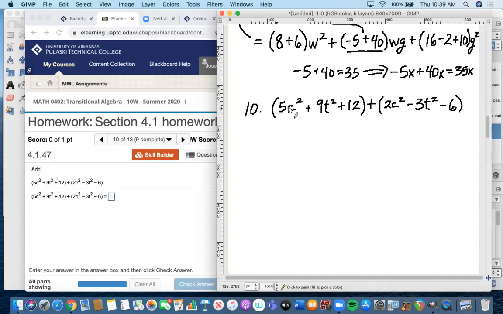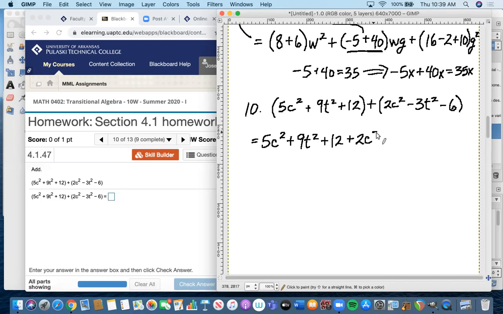All right, so I've got 5c squared plus 9t squared plus 12, excuse me, plus 2c squared minus 3t squared minus 6. Like I said, when we have a plus between the parentheses, we can basically just get rid of the parentheses. They're not really going to do anything in this problem, because you're just adding these two quantities together. There's a rule of addition that says you can just change the order. You can do whatever you want. As long as it's all addition, you don't really have to worry about the parentheses.